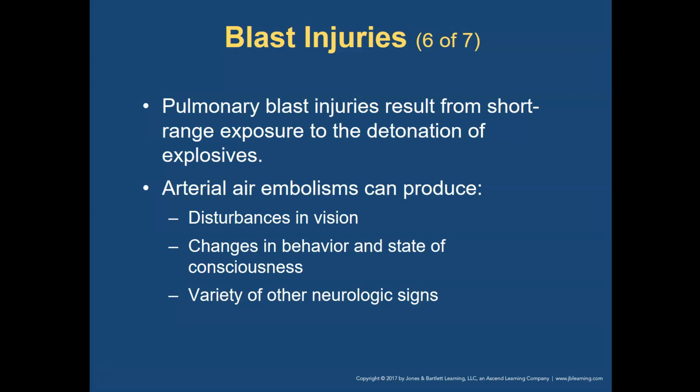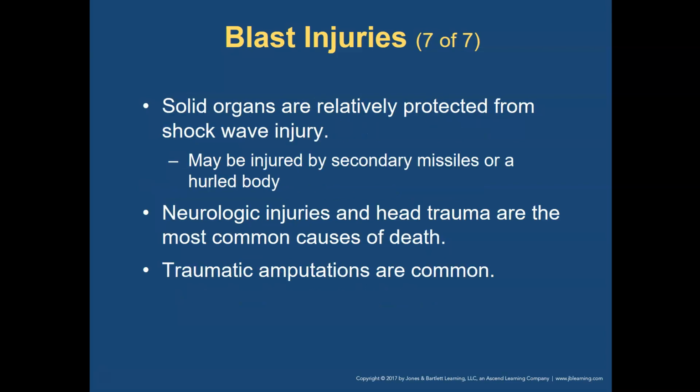One thing that can also happen, we've talked about pulmonary edema. This pulmonary edema can also ensue very rapidly after these types of blasts. One of the most concerning pulmonary blast injuries is going to be an arterial air embolism. It occurs on alveolar disruption with subsequent air embolization. So the alveoli get disrupted, and you get air emboli into the pulmonary vasculature, and we know we're hoping for blood carrying oxygen, not just a big air pocket going through there. These things can produce disturbances in vision, changes in behavior, changes in state of consciousness, or LOC, and then a whole variety of other neurologic signs.